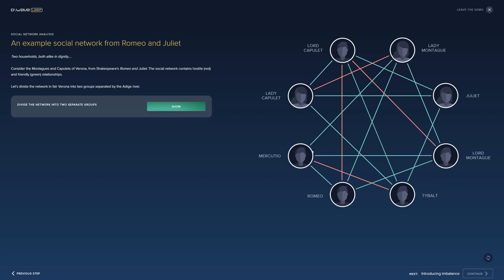1, 2, 3, 4, 5, 6, 7, 8. Every one has 4 connections. No, 3, 4. So they have all 4, except Juliet, 3. She has no connection to that, which is their, you know, or they. So this guy, she has no connection and no connections to them.